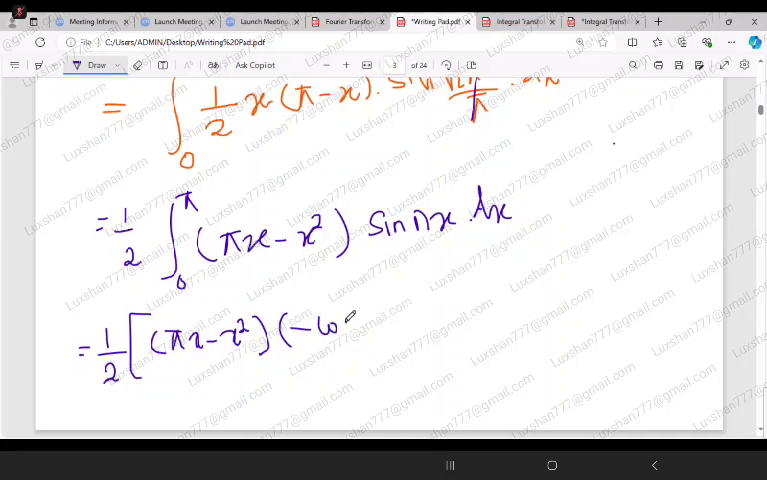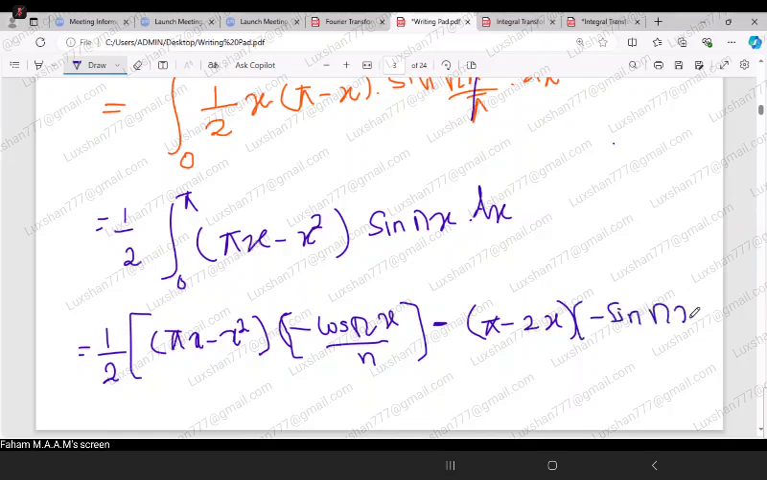It is minus cos nx over n, minus derivative of this function. So derivative of this function is pi minus 2x, and integrate again integration of this one. So cos, integration of cos is sine, but there is already minus. Therefore, I will get minus sine nx. Another n will come, and with that I will get n squared.